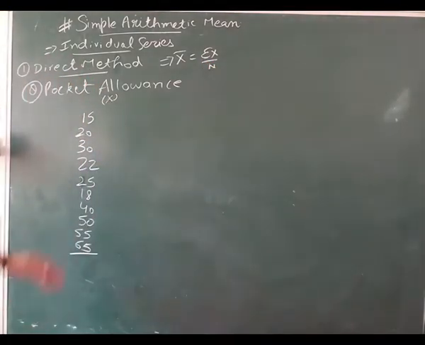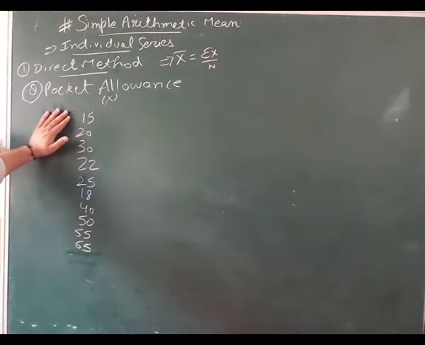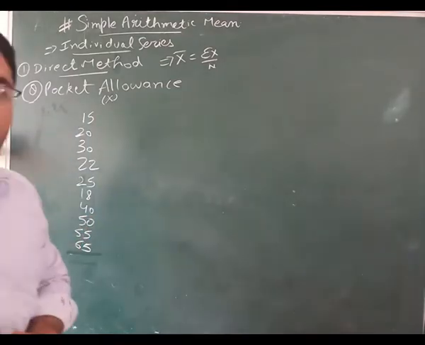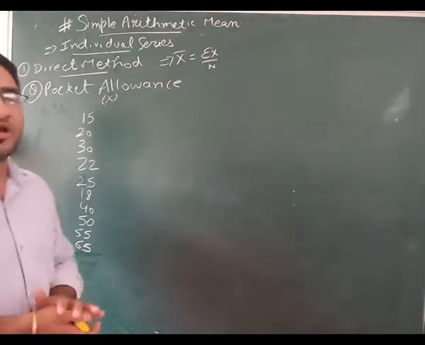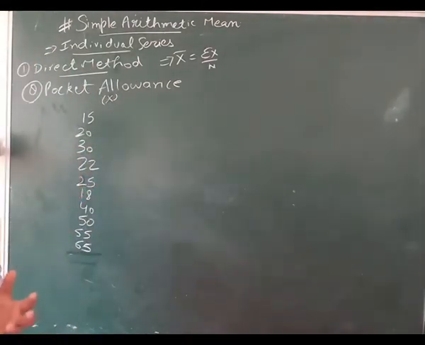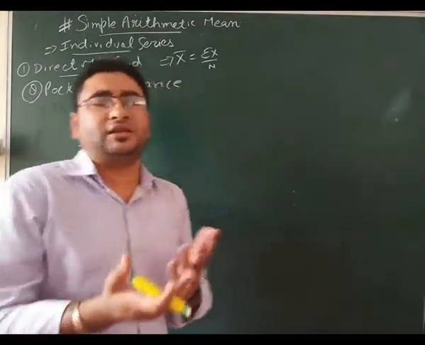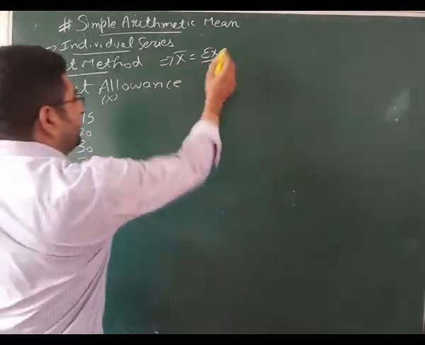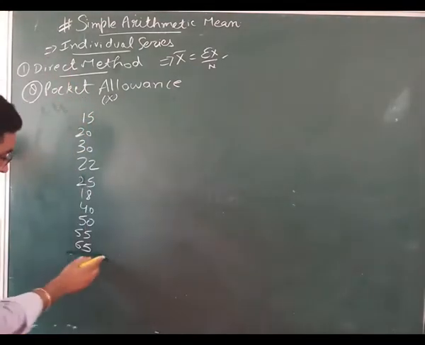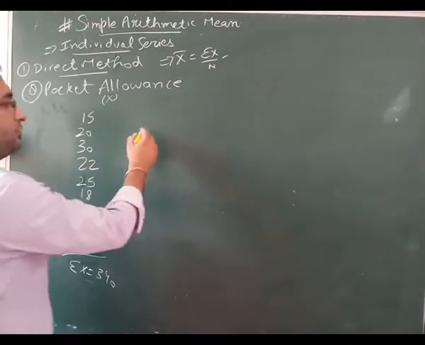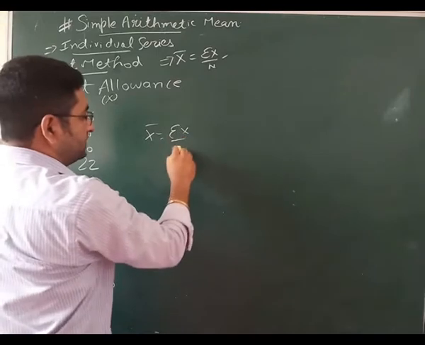Now we have this question, given the pocket allowance of 10 students, that is 1, 2, 3, 4, 5, 6, 7, 8, 9, 10 students, and we have to calculate the arithmetic mean, or on an average basis, what a student gets as a pocket allowance. So on an average basis, how much pocket allowance does a student get? We'll go with the formula x bar is equal to summation x upon n. Here we'll calculate summation x, which comes out to 340, the total of these. Now we'll put it into the formula.